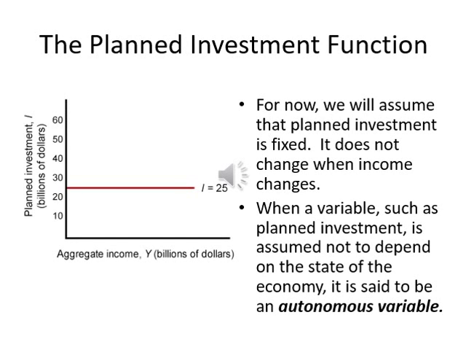The planned investment function. For now, we will assume that planned investment is fixed. It does not change when income changes. When a variable, such as planned investment, is assumed not to depend on the state of the economy, it is said to be an autonomous variable.